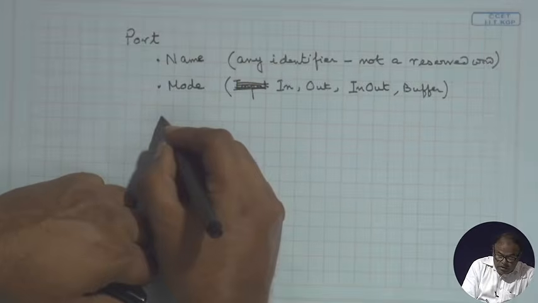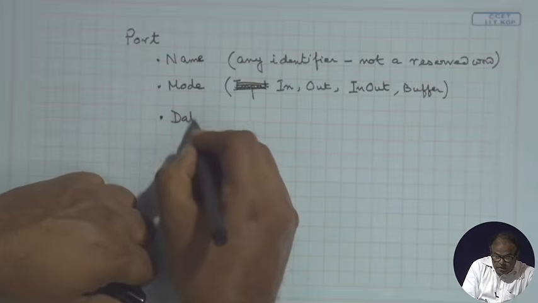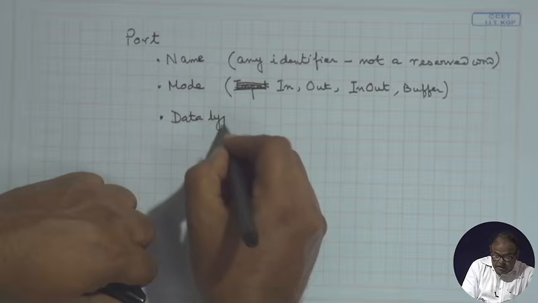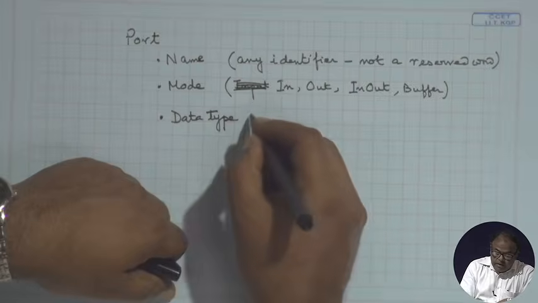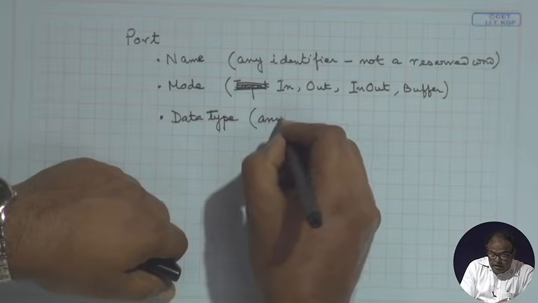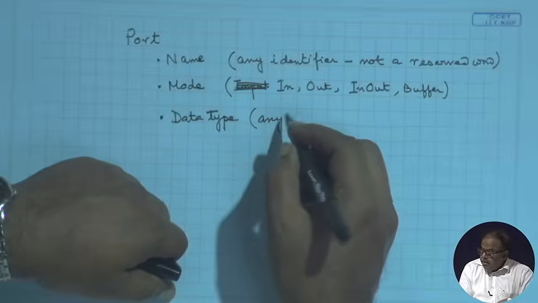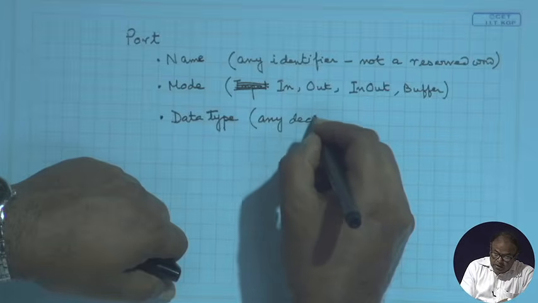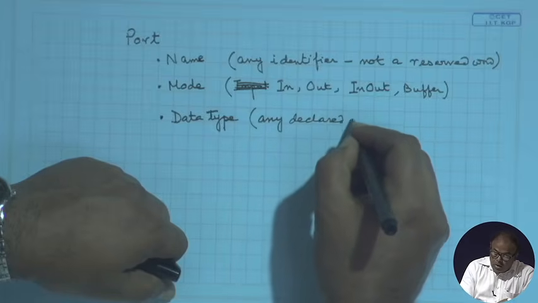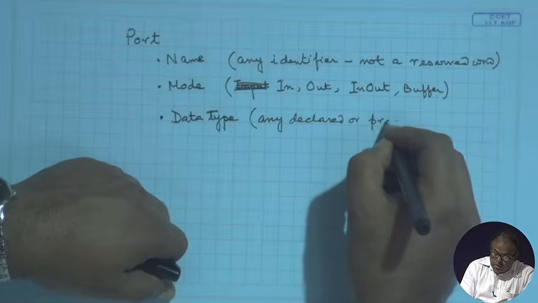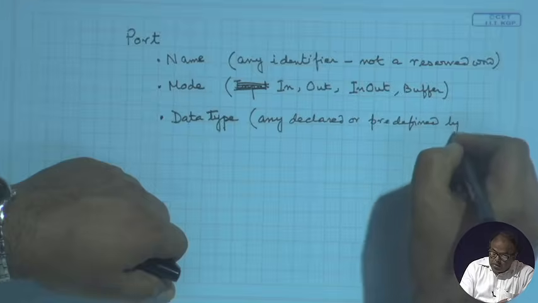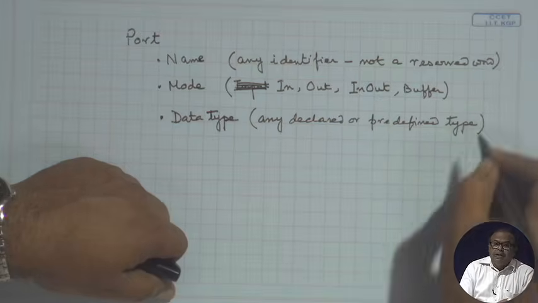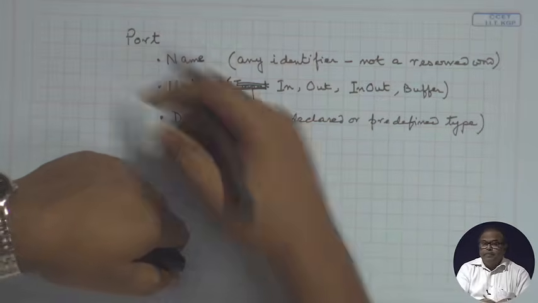And the third component is the data type. The type of data can be any declared or predefined type. Okay.